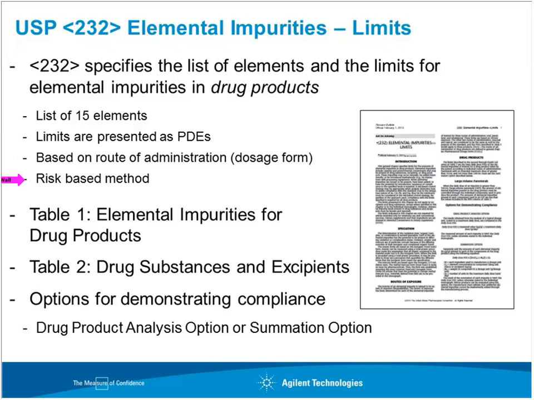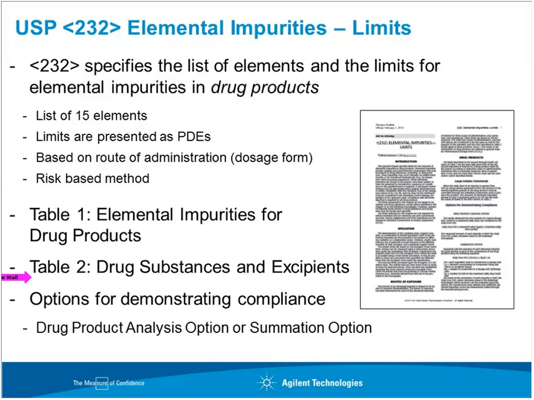Another important distinction for 232, and this is often misunderstood, is that 232 applies to drug products. So it is not applicable to drug substances or excipients. One reason there's a lot of confusion is that there's going to be a Table 1, which lists the impurity levels for drug products. But in Table 2, it looks like there are limits listed for drug substances and excipients. So that's the main reason why there's confusion around what's actually covered by 232.